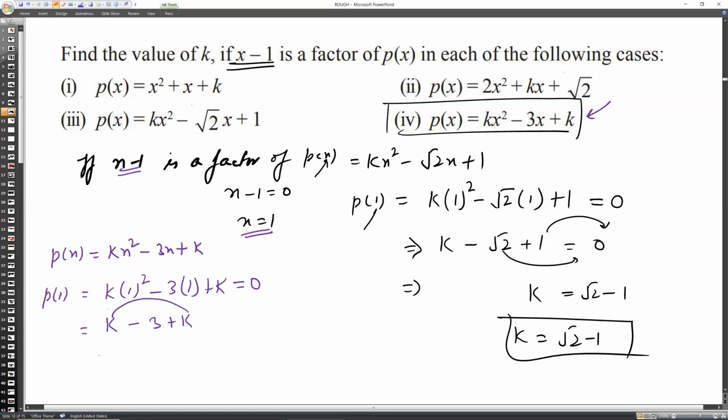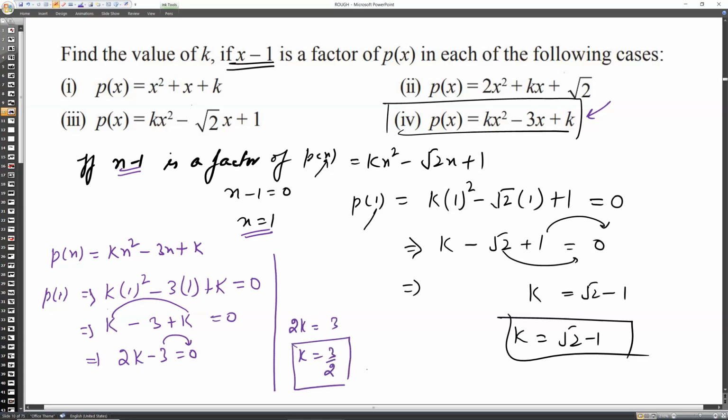Then k and k will be added, and you will get 2k. 2k minus 3 equals 0. Then what is the value of k? The 3 goes to that side and becomes positive 3, so 2k equals 3, and then k will be equal to 3 by 2. This will be done. So please copy this one first.